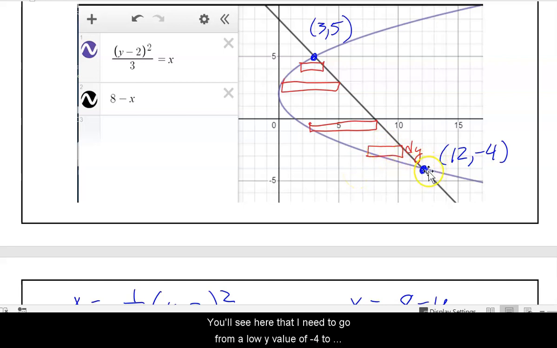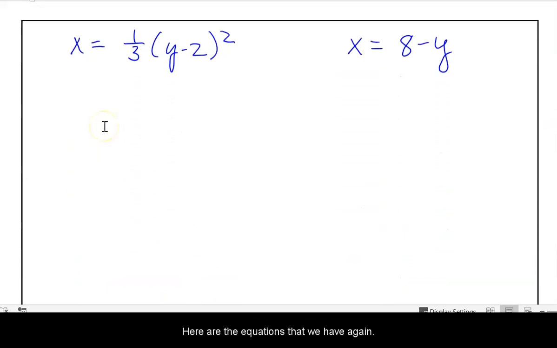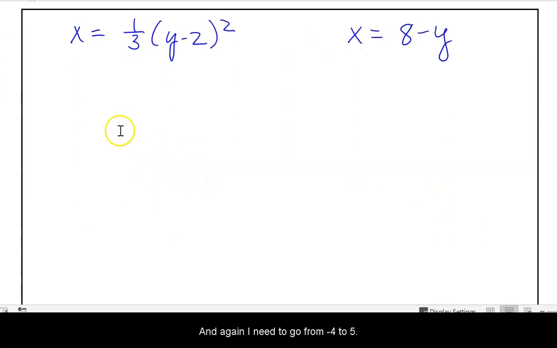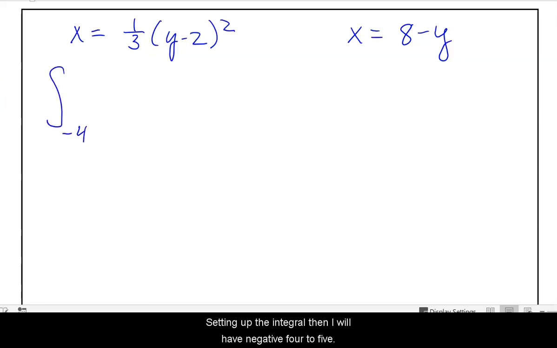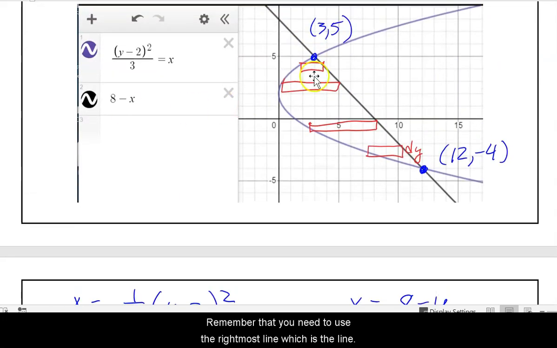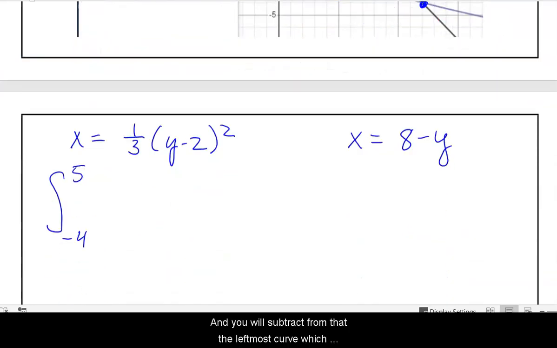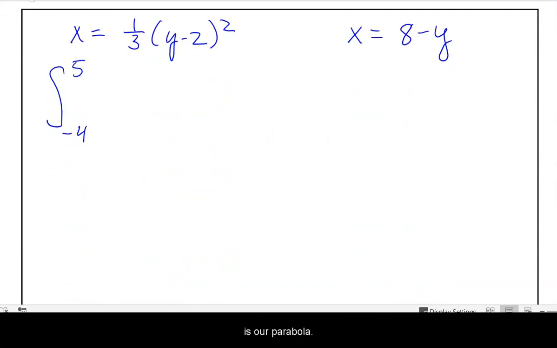You'll see here that I need to go from a low y value of -4 to a high y value of 5. It is the slanted line always on the right and the parabola always on the left. Here are the equations that we have again. And again, I need to go from -4 to 5. Setting up the integral then, I will have -4 to 5 for my limits of integration. Remember that you need to use the rightmost curve, which is the line, and you will subtract from that the leftmost curve, which is our parabola.